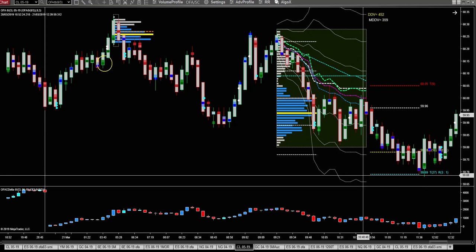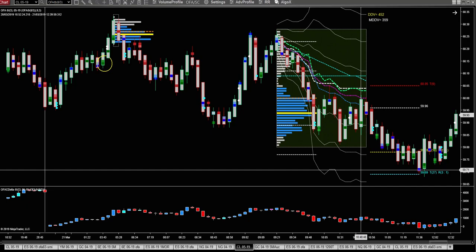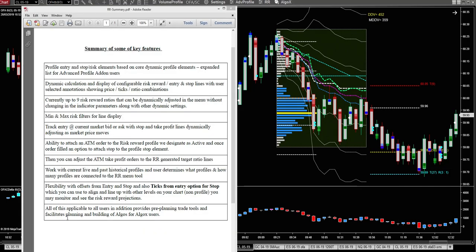The last couple of pieces here, the tool gives you flexibility with offsets from the entry and stop, and also for the stop we have this option for ticks from entry. Now that's obviously not lined up to any profile element, but it gives you the ability to line up the stop with any other levels that you may use or monitor, then see the risk reward projections.